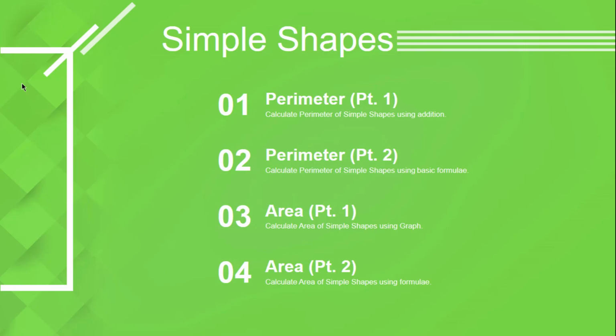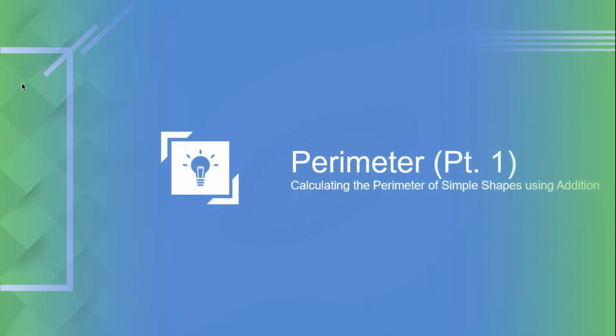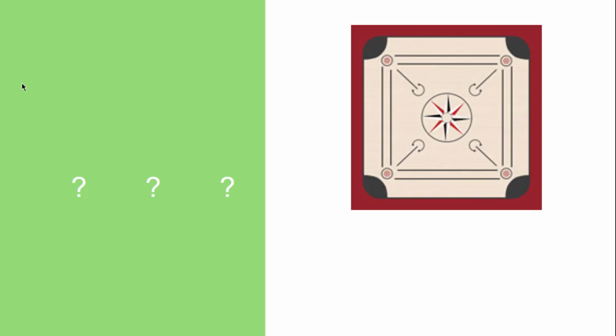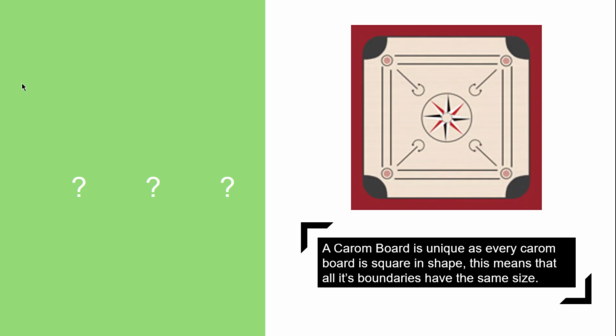Now, before we begin, today we will begin with the first part of calculating the perimeter. So for today, I will first bring up a figure for you. What is this? Yes, this is a carom board. Now, there is one little unique thing about the carom board. You know, a carom board is square in shape. You will never find a carom board which is rectangular in shape.